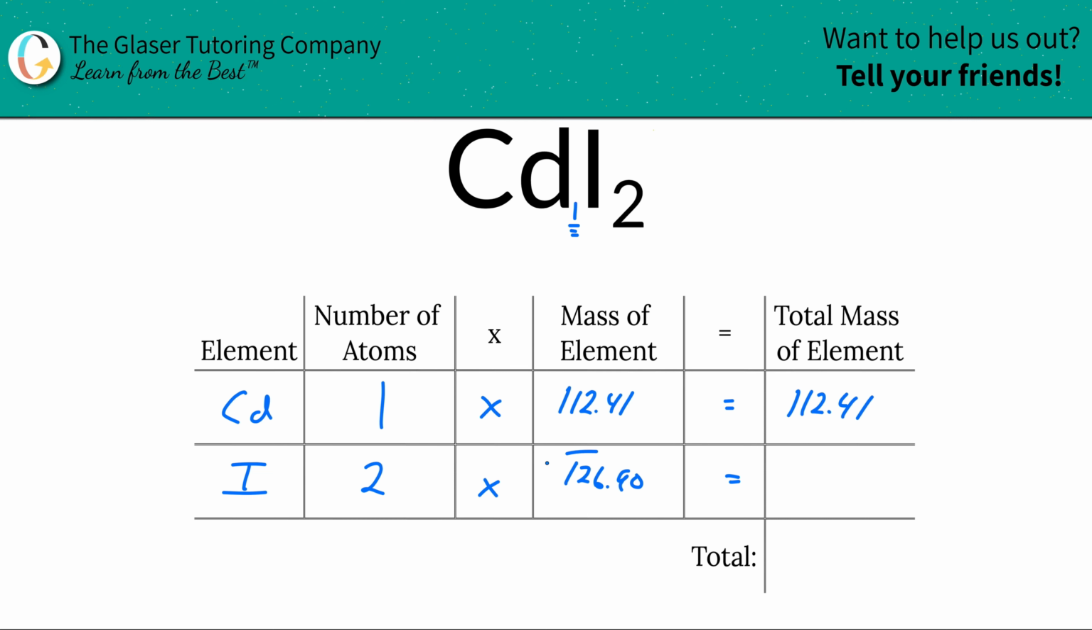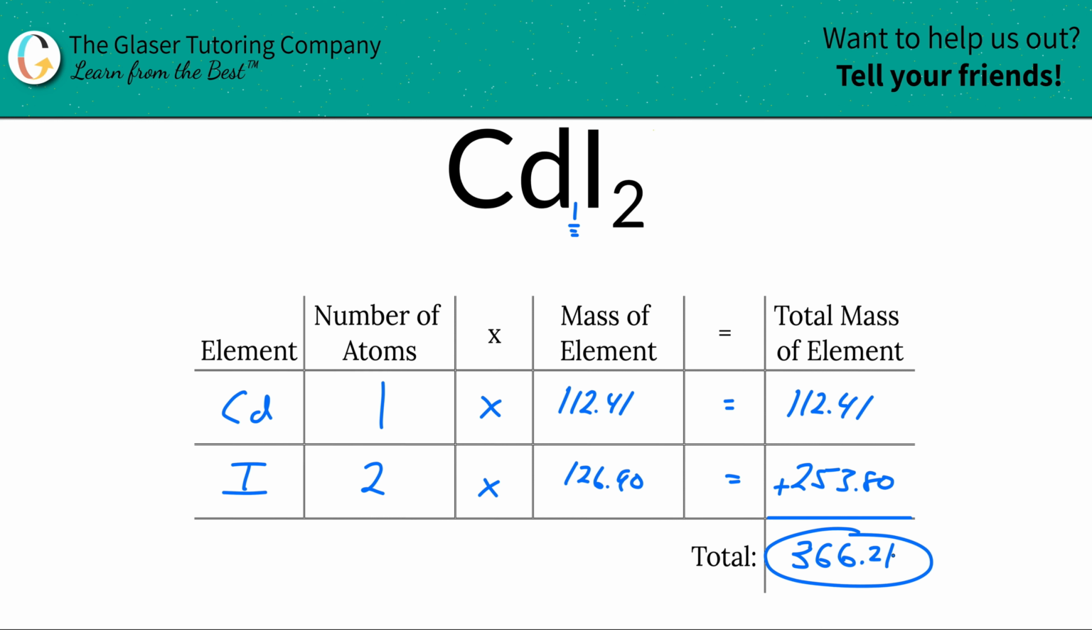And then the same thing for iodine. This is the mass of each iodine, but you have 2 of them, so you multiply it by 2 to find the total mass of iodine, right? And that's going to be 253.80. Then all we have to do to find the total mass of the compound is add up this column. And that's it, right? When you add that up, it comes out to be about 366.21.